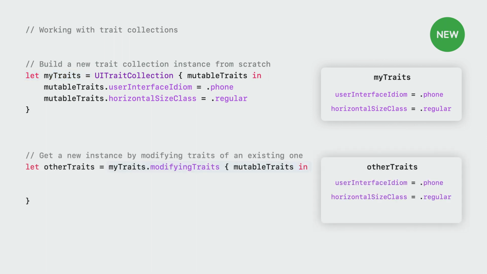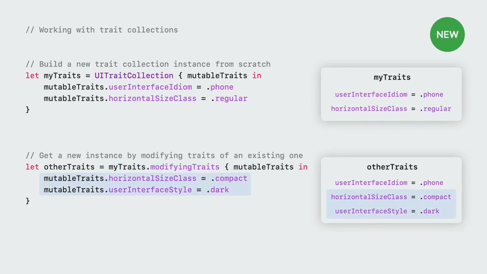There's also a new modifying traits method that allows you to create a new instance by modifying values from the original trait collection inside the closure. Here, I've changed the horizontal size class to compact, and I've populated a dark value for the user interface style. Since I haven't changed the user interface idiom, it remains equal to phone from my original trait collection.